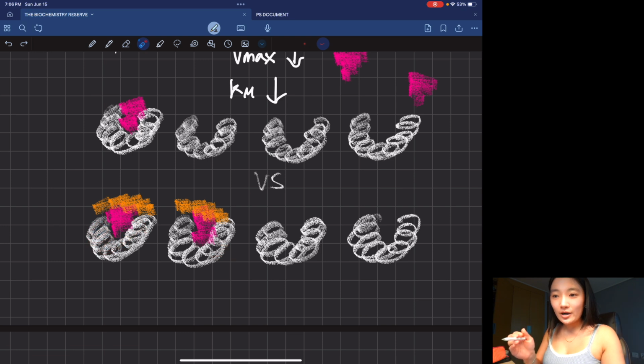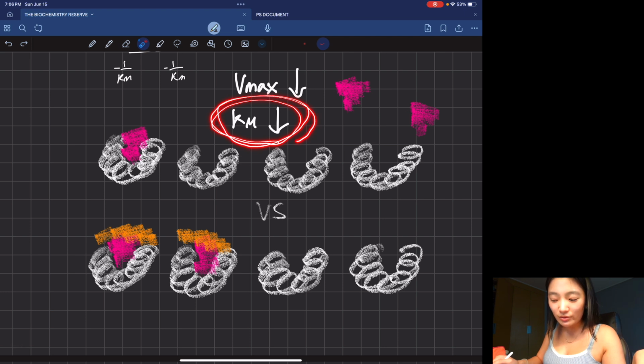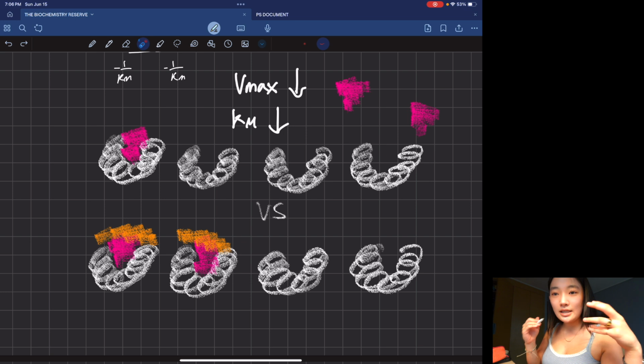If you're bound tighter, if you and your situationship are closer together, and it's more likely that you guys are going to reply to each other at any point in time, your Km is going to be low because you only have to send one text for them to reply to you. That's why your Km is low, because the inhibitor is increasing or seemingly increasing the enzyme substrate affinity.